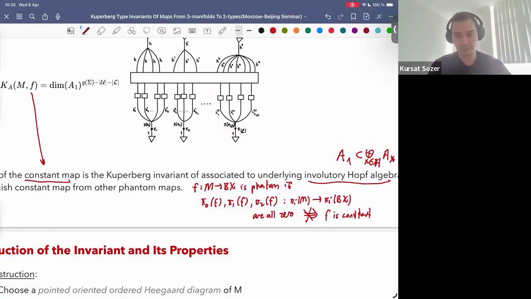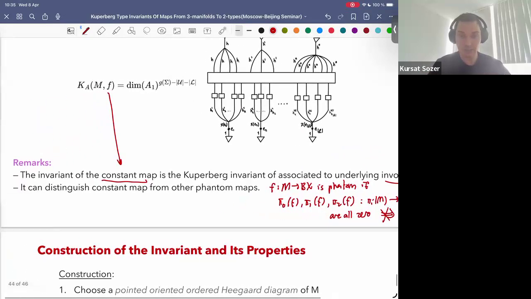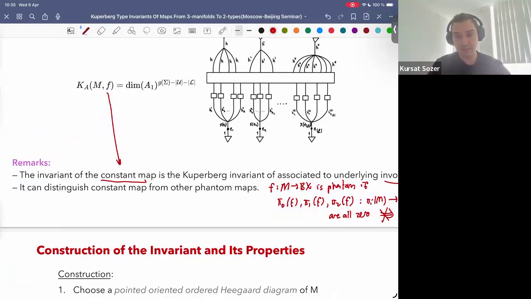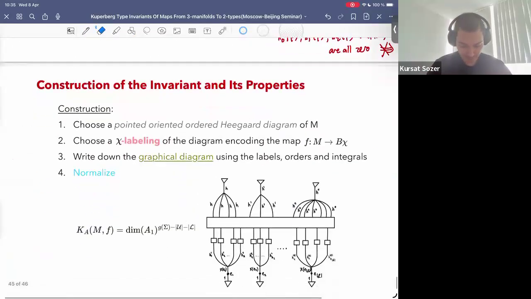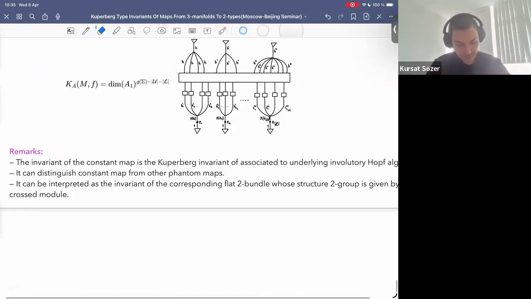A constant map induces the 0 map on homotopy groups, but there are certain maps which induce 0 maps on homotopy groups but are not homotopy constant maps. These are called phantom maps, phantom with respect to the homotopy groups. But we show that this invariant can distinguish a constant map from some other phantom maps. In particular, it is stronger than the homotopy groups, pi i, pi i.